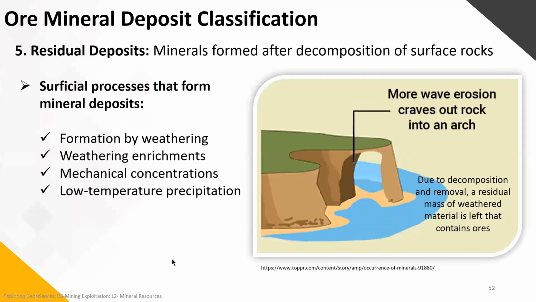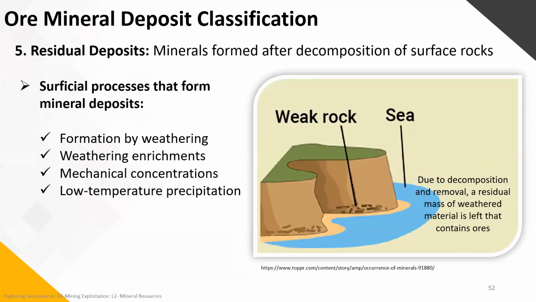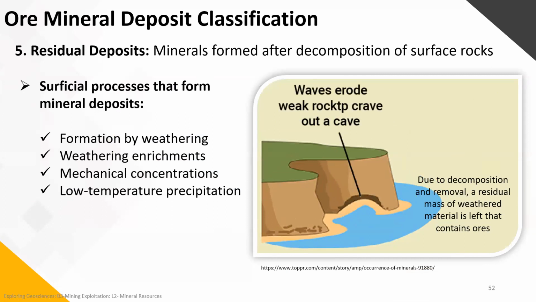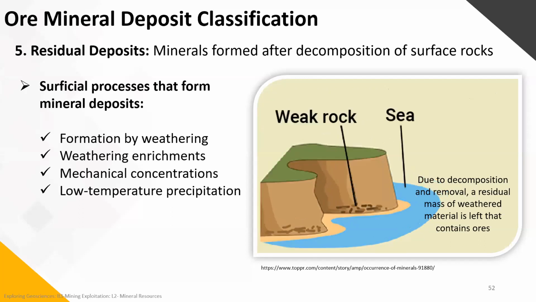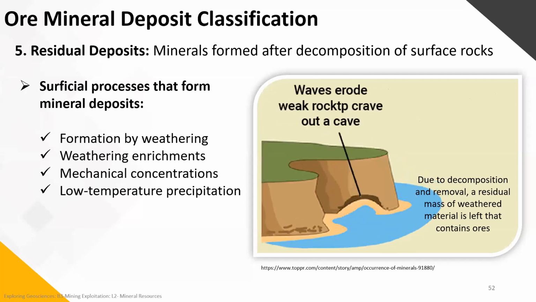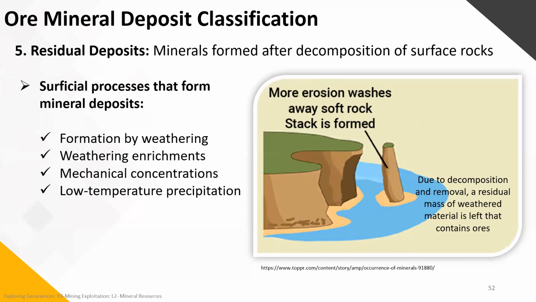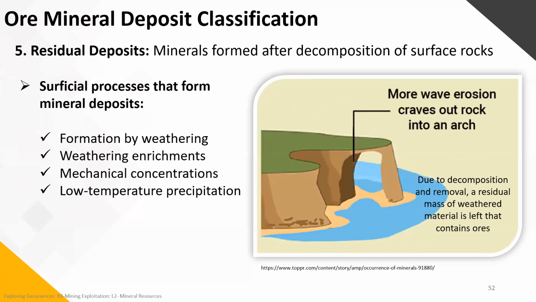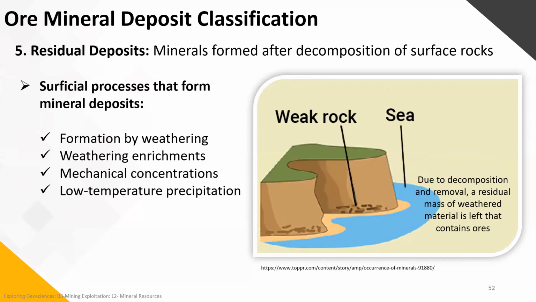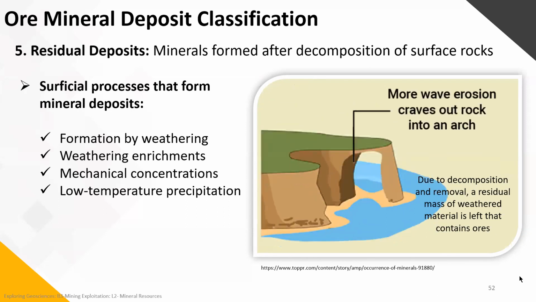Residual minerals formed after decomposition of surface rocks. It's essentially what it says. It's a superficial process that form mineral deposits. So it forms by weathering enrichments, by mechanical concentrations, and by low temperature precipitation. So it's mainly due to decomposition and removal. Residual mass of weathered material is left that contains the ores.